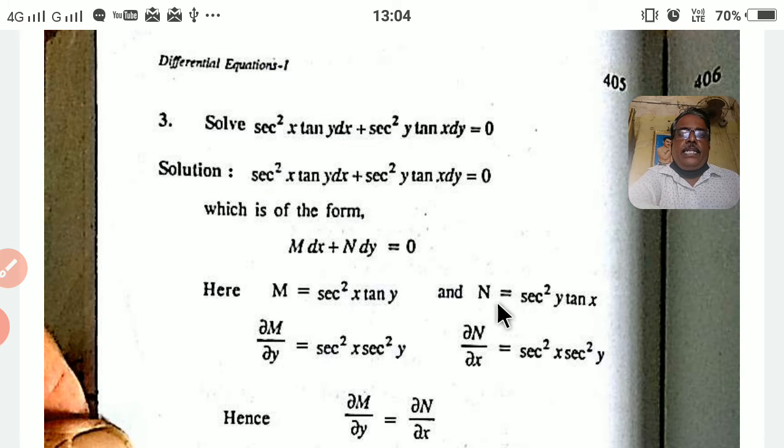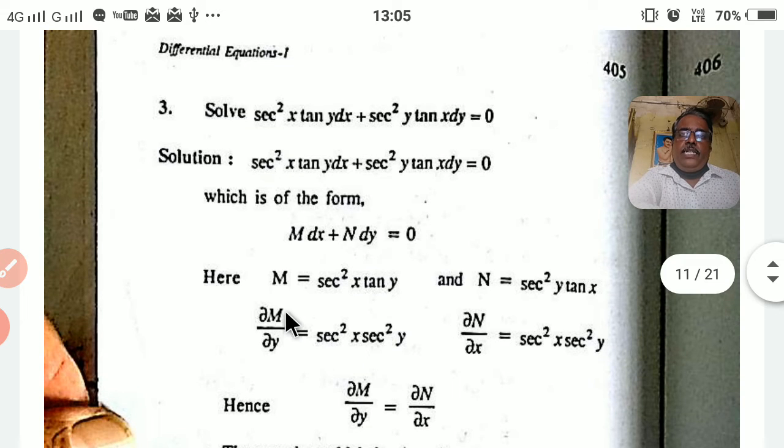And similarly here N is equal to sec square y tan x. Now differentiate this N with respect to x. Dou N by dou x equal to, while differentiating with respect to x, y is constant. So sec square y, and the derivative of tan x is sec square x. Now see here, dou M by dou y is sec square x sec square y, dou N by dou x is also sec square x sec square y, both are same. So dou M by dou y is equal to dou N by dou x.